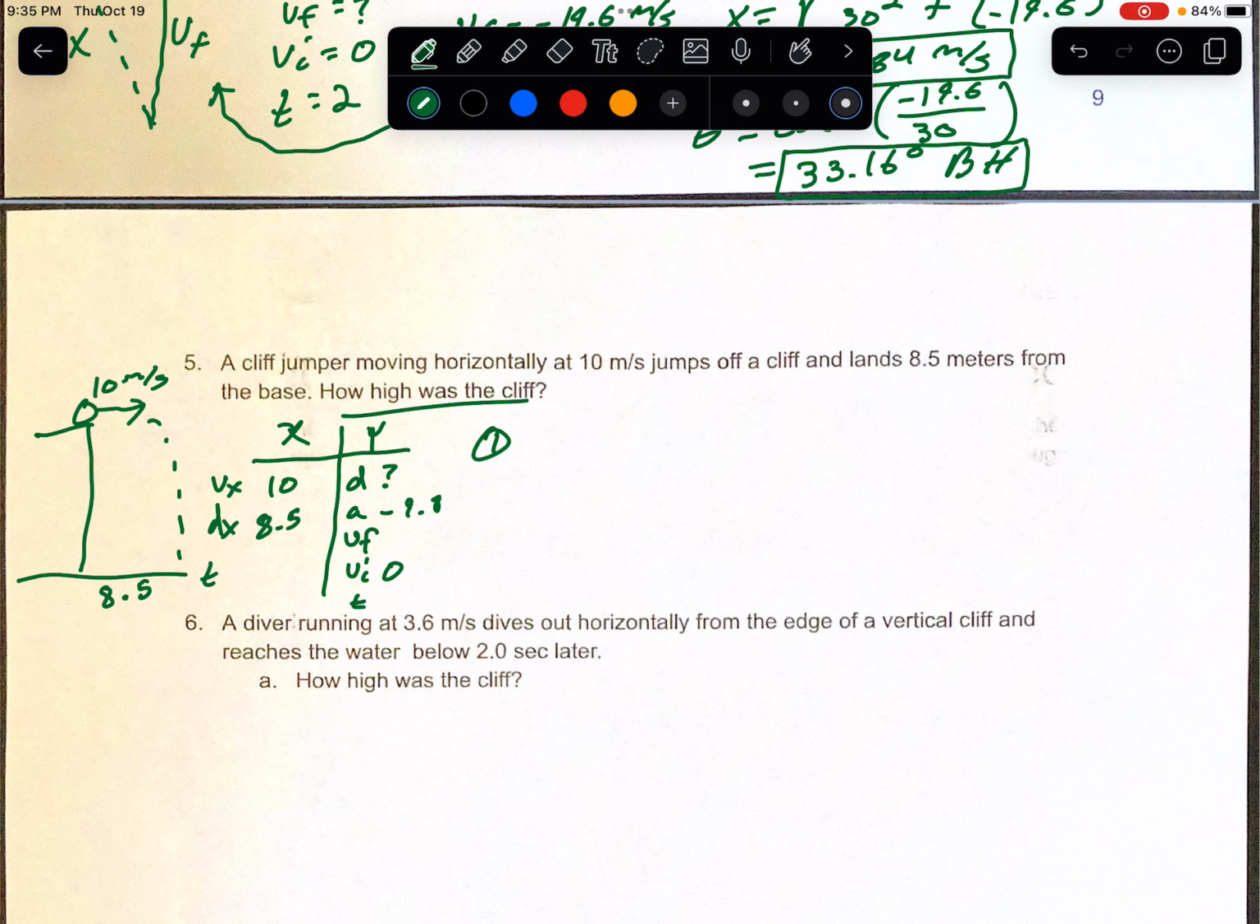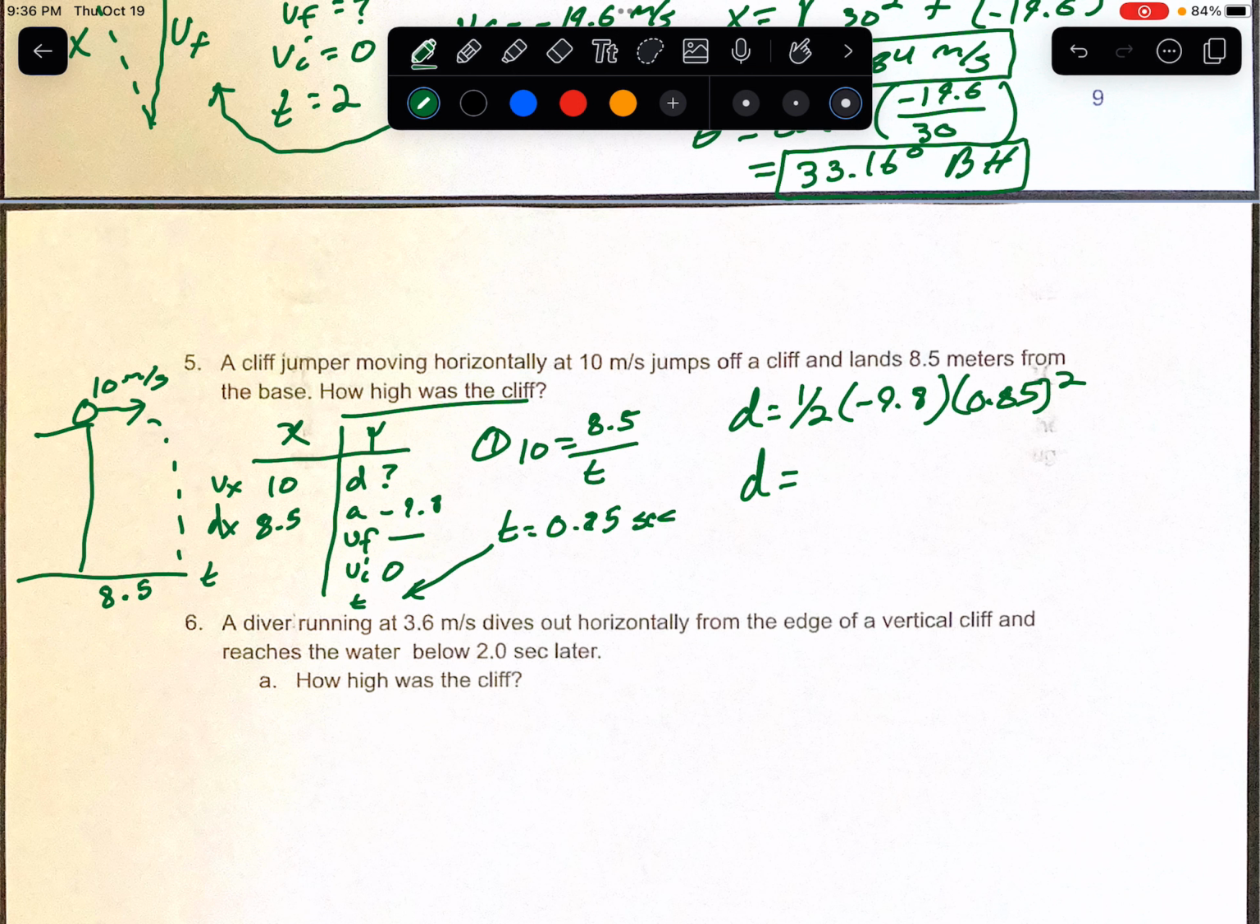So step 1, we're going to do V equals d over t. So 10 equals 8.5 over t. So flip the 10 and the t. So 8.5 divided by 10 is going to give you 0.85 seconds. Now I can plug that in here. We're going to use that third equation again because I don't care about Vf. So d equals 1/2 at squared. a is negative 9.8, t is 0.85, and that is squared. That's going to give you a distance of 3.54 meters.